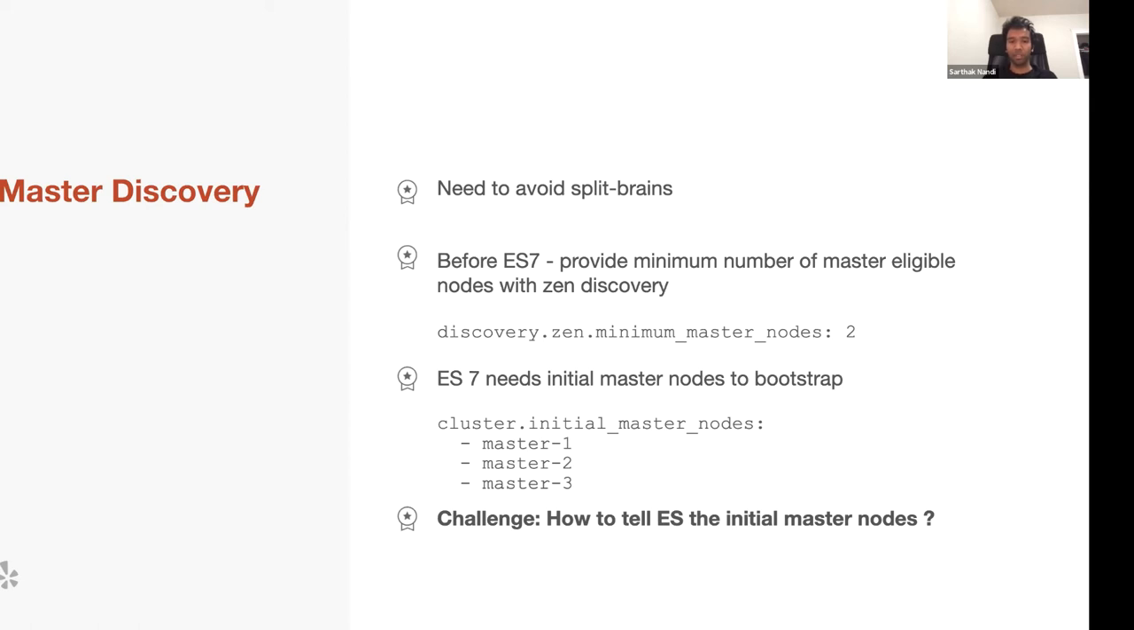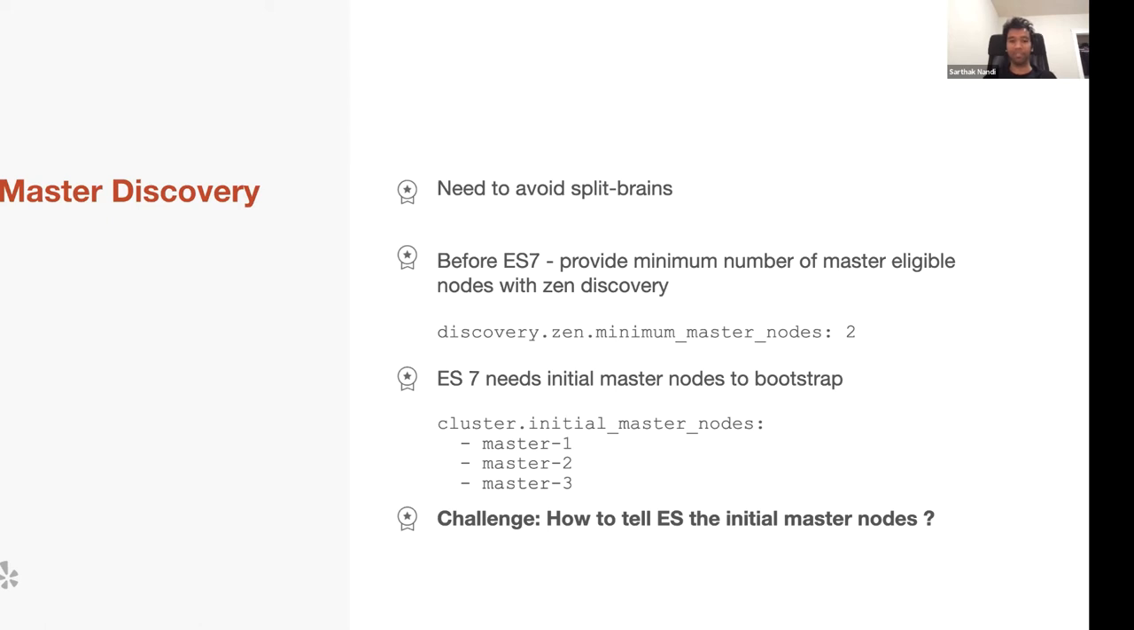Now, this worked, but there was one problem with this. Let's say that you increase the number of master nodes you have. Let's say that you go to 5 master nodes. Now, if you forget to change the minimum number of master nodes, you again have the split brain problem because 2 nodes can form a different cluster.